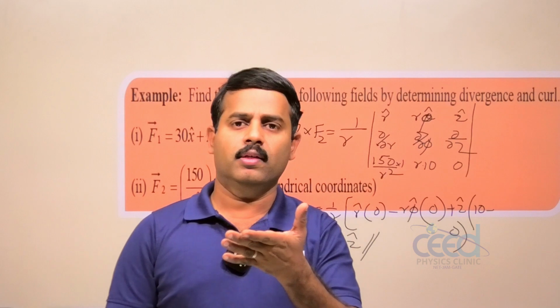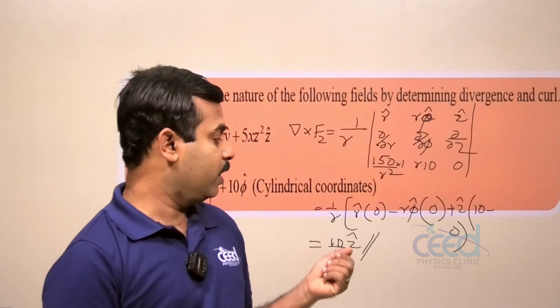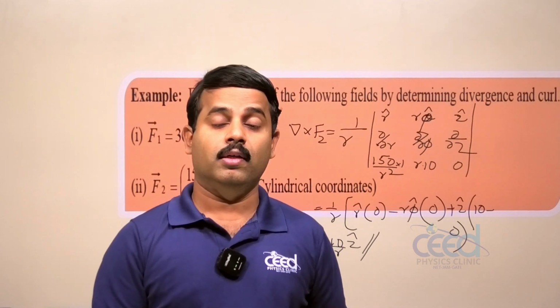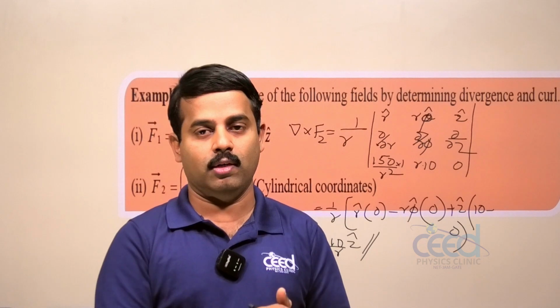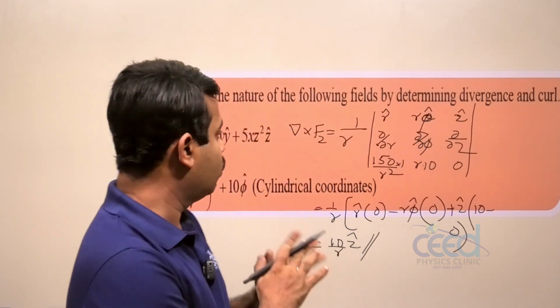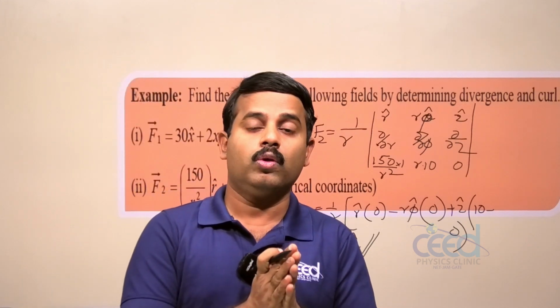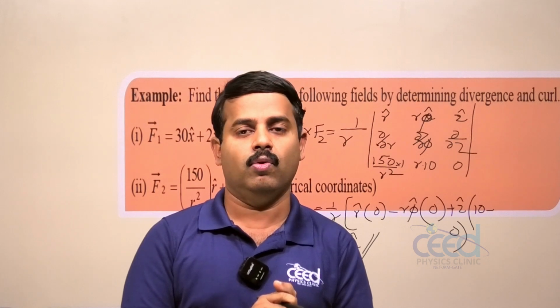So what does it mean? That means this curl in cylindrical coordinates is not equal to 0, so this is rotational. If it is 0, it is irrotational. Alright, so that is about this section. We will do previously asked questions in the final session. Okay, thank you.